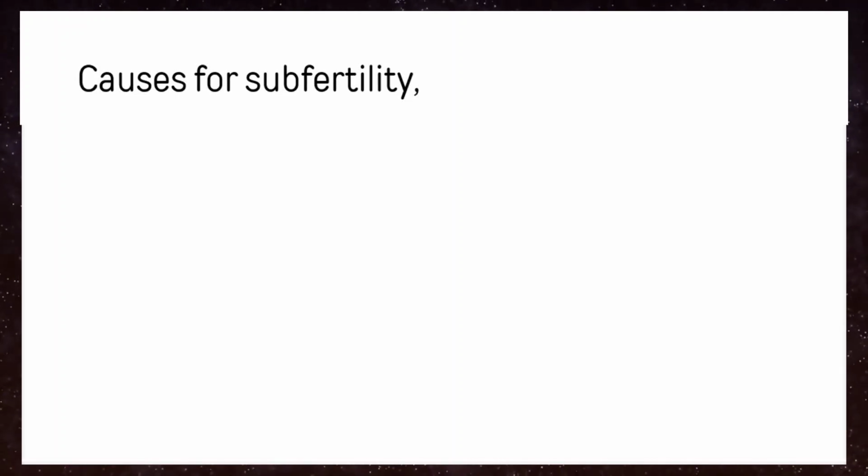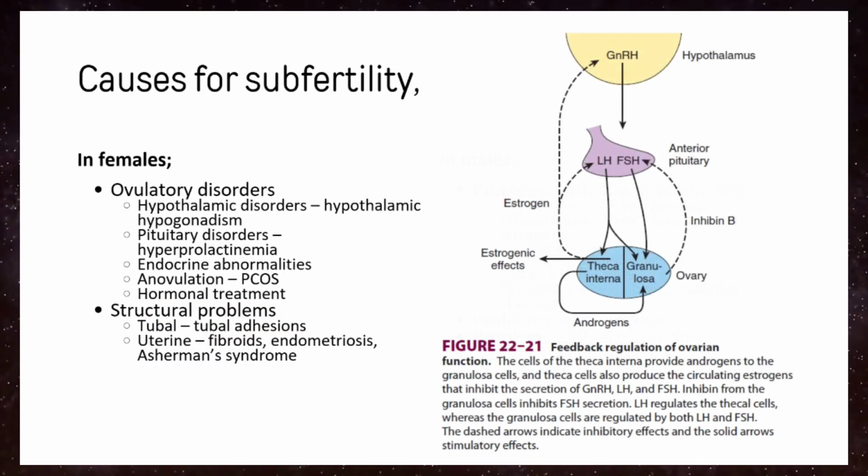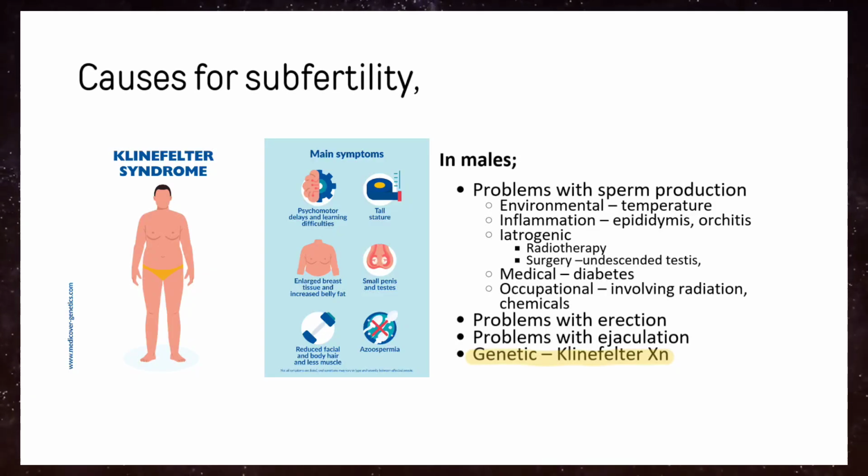It can be due to problems with either the male partner, the female partner, or in some cases both. In females, the causes can be categorized as ovulatory disorders and structural problems. Ovulatory causes can be a disorder anywhere in the hypothalamic pituitary ovarian axis. Structural causes are disorders which could affect the patency of the uterine tubes and structural disorders of the uterus itself. In males, the causes for subfertility can be categorized as problems with sperm production, problems with erection, and problems with ejaculation. Genetic disorders such as Klinefelter syndrome can also cause subfertility in males.